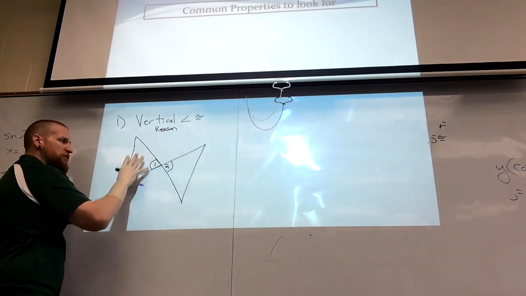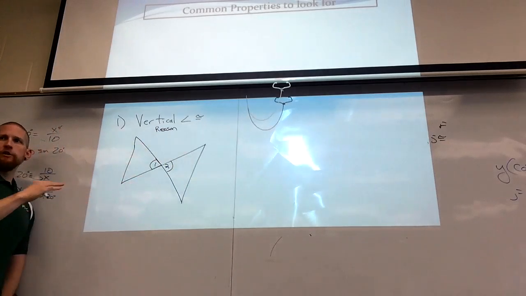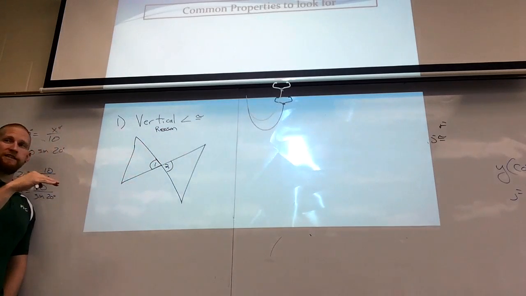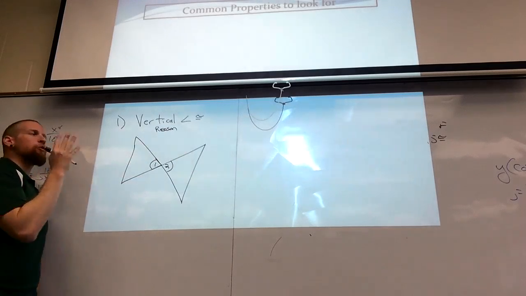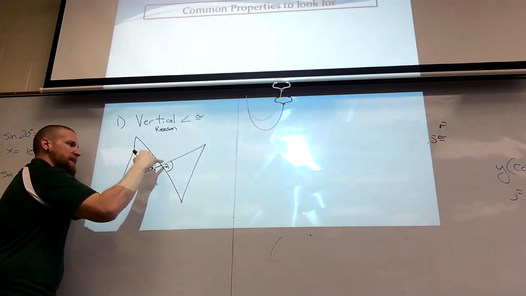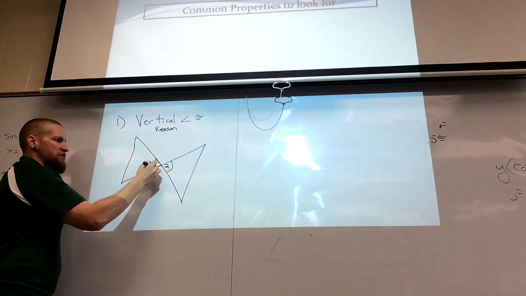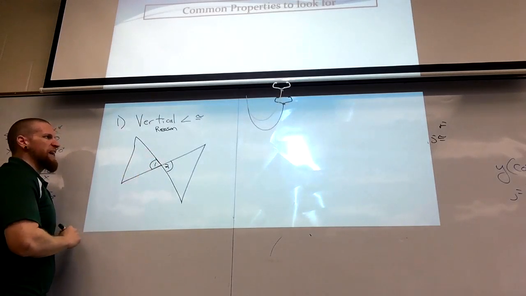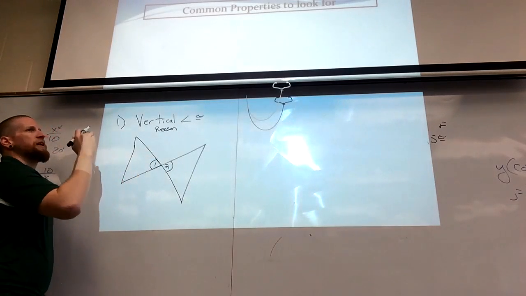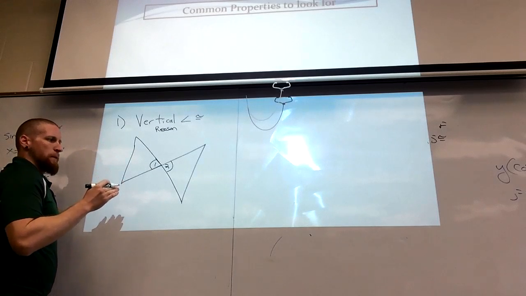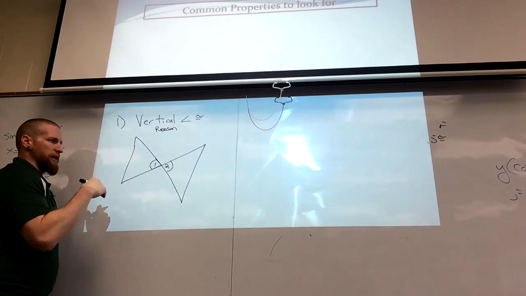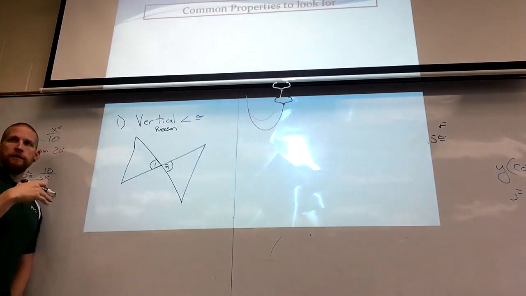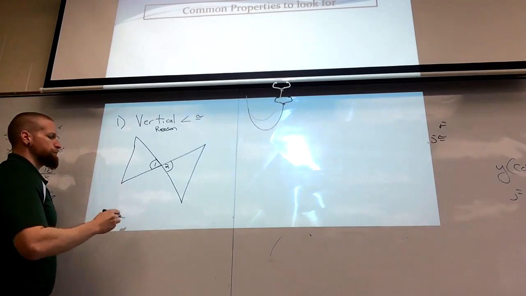So if you see a picture that resembles this, there's absolutely no reason why everyone shouldn't be able to take a picture, add a statement that says one's congruent to two because they're vertical angles. Even if you don't know how to do the rest of the proof, that's one step you can write down. Okay, proofs are not all or none, guys. These are explanations. A proof is a long explanation.